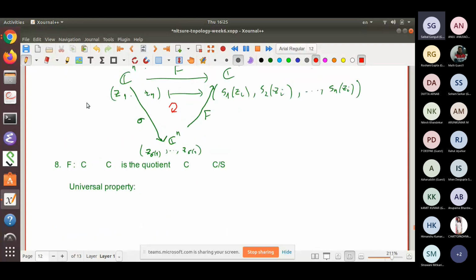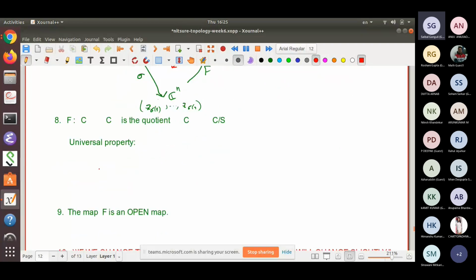So now my claim is that this map F, from Cn to Cn, is the quotient Cn to Cn mod Sn.